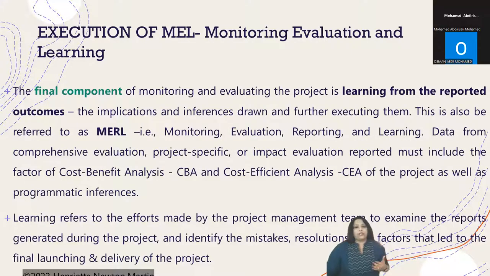So monitoring and evaluation, as you know, is an important part of the process. There is also analysis and accountability, which is part of the process. It is reported, so again, it is part of the process. And now learning is the final component of monitoring and evaluating the project, that is, learning from the reported outcomes. Now the implications and inferences are drawn and further executed. This can be referred to as MERL, monitoring, evaluation, reporting, and learning. Data from comprehensive evaluation, project-specific or impact evaluation, is reported, and that must also include the cost-benefit analysis, CBA, and cost-efficiency analysis, CEA, of the project, as well as the other programmatic inferences.